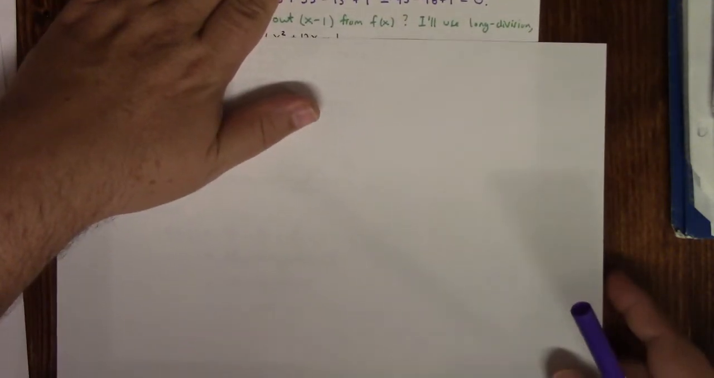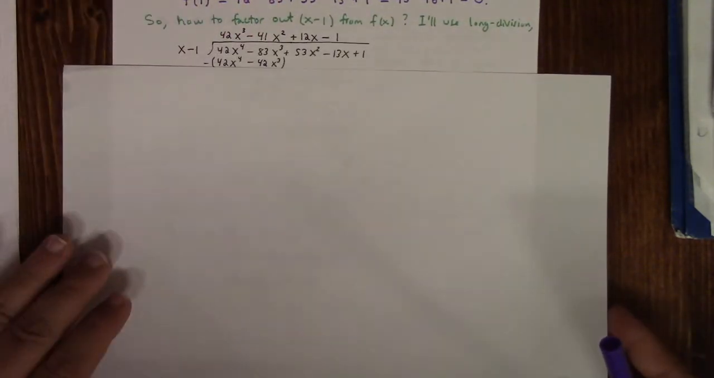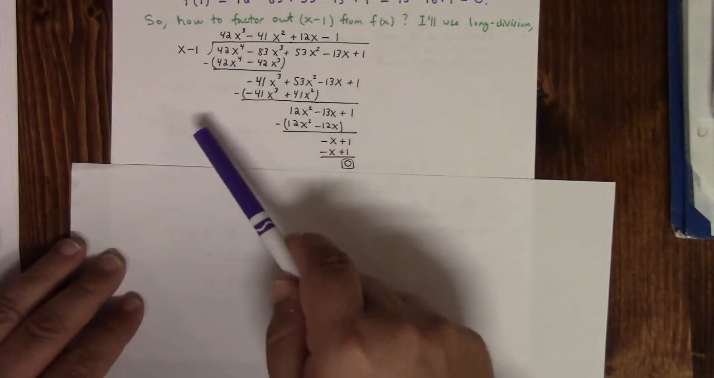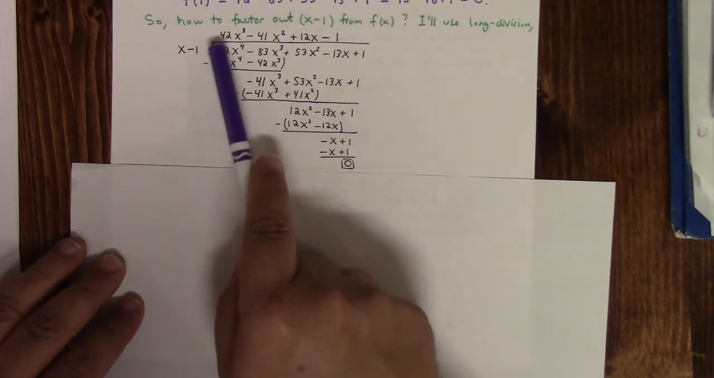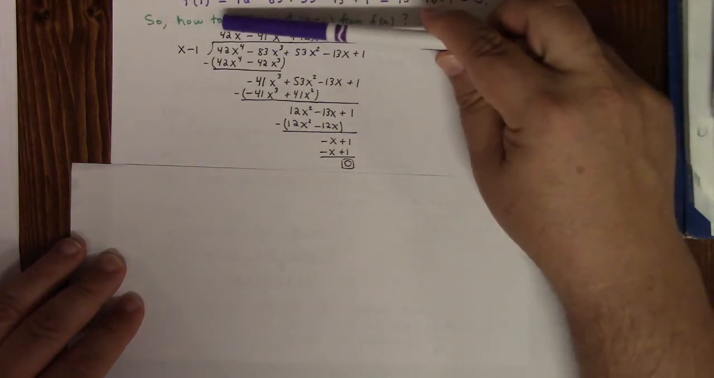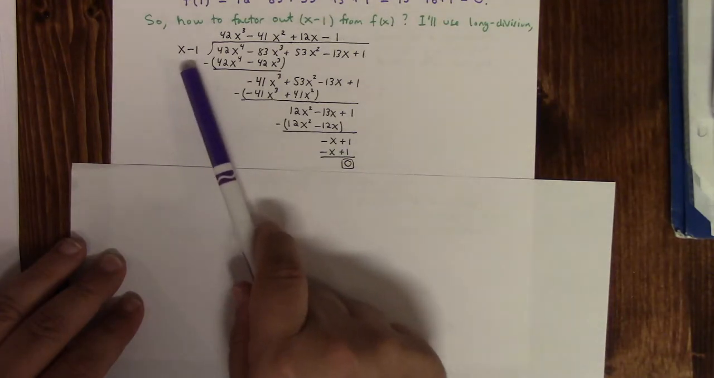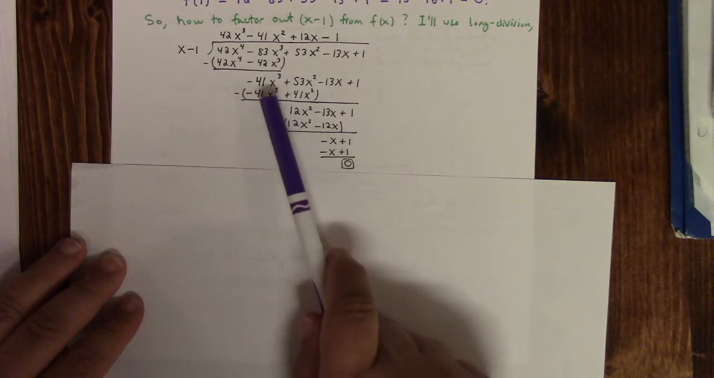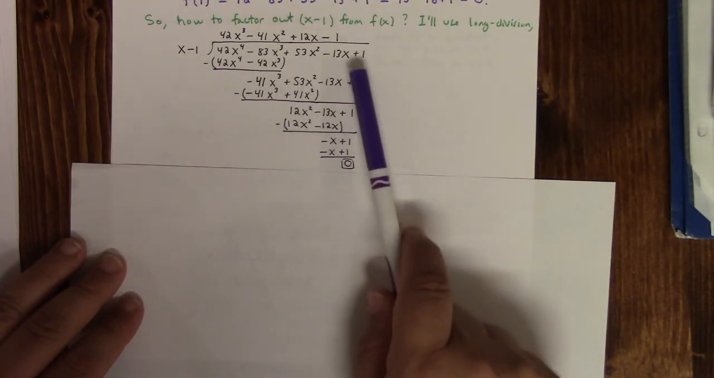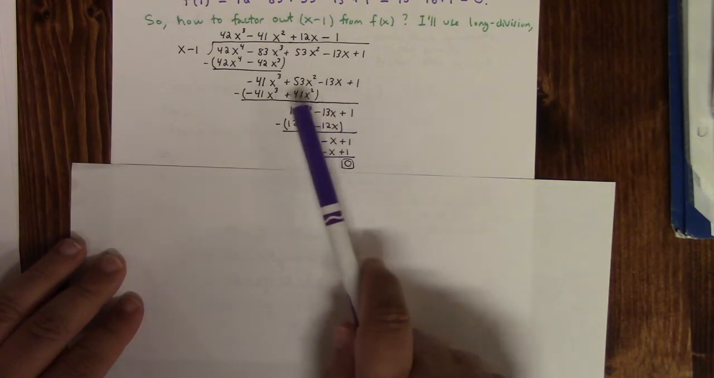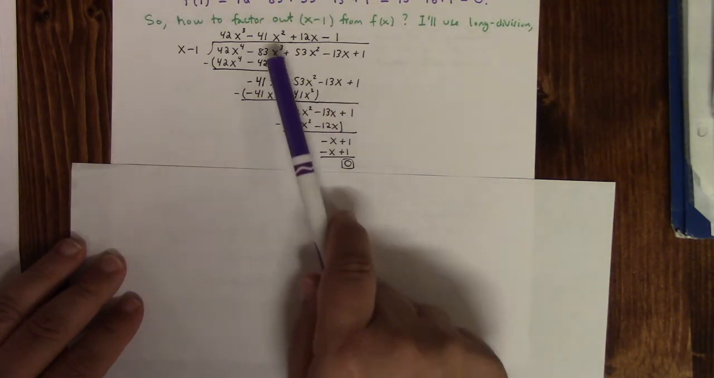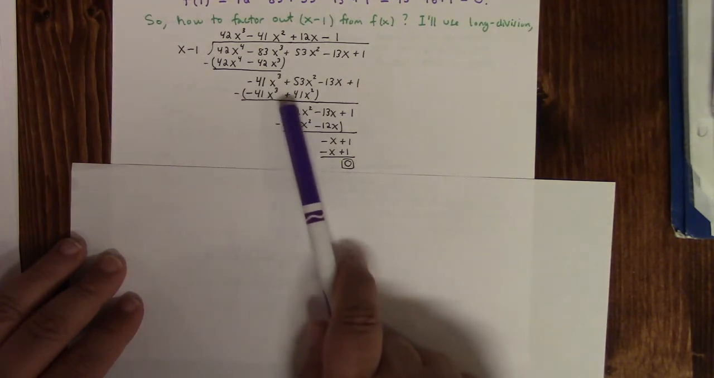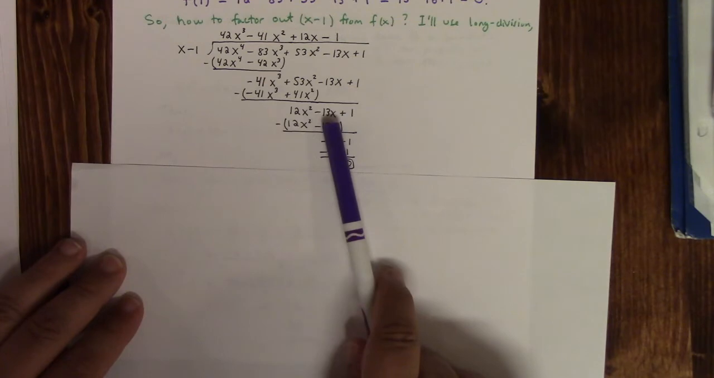Let me scooch this up a bit here. And so here's the long division. All right, so I start out by putting a 42 here, because then 42x cubed, rather, times x minus 1 gives me 42x to the 4th minus 42x cubed. I subtract. That gets me minus 41x cubed plus 53x squared minus 13x plus 1. So to get a minus 41x cubed, I need a minus 41x squared times that, which gives me this. When I subtract, I'm left with 12x squared minus 13x plus 1.